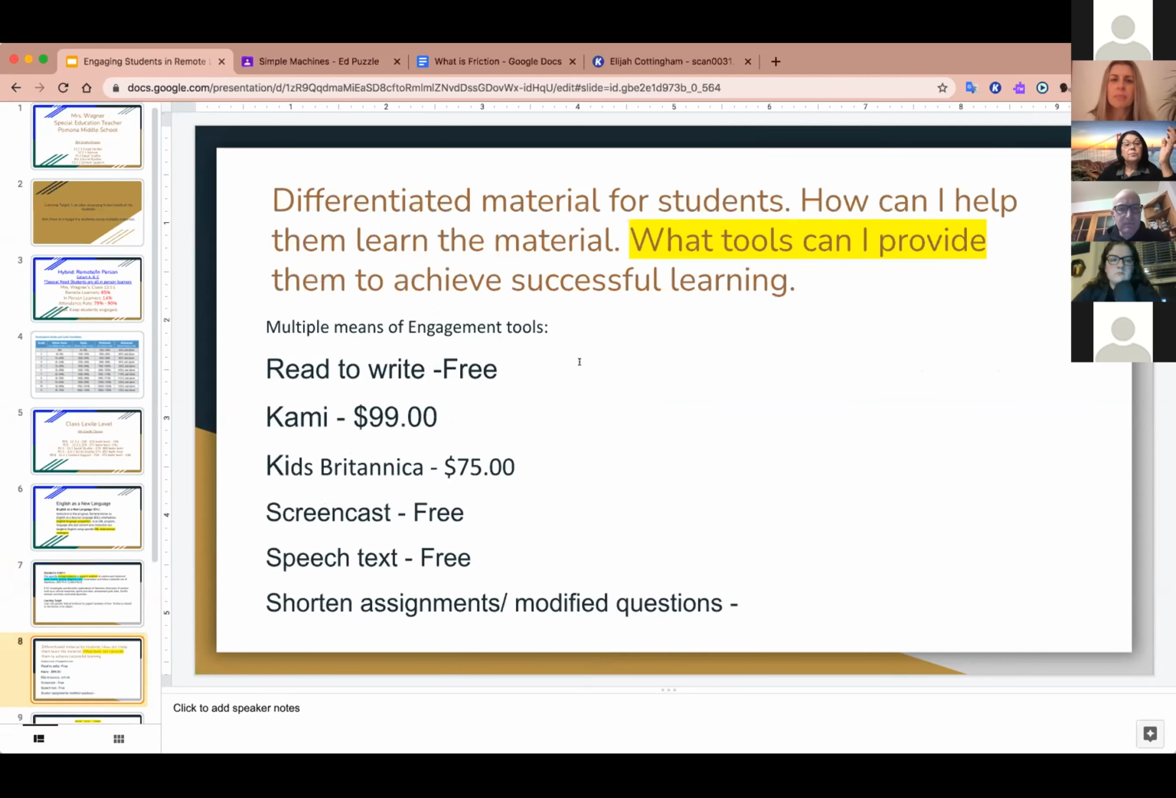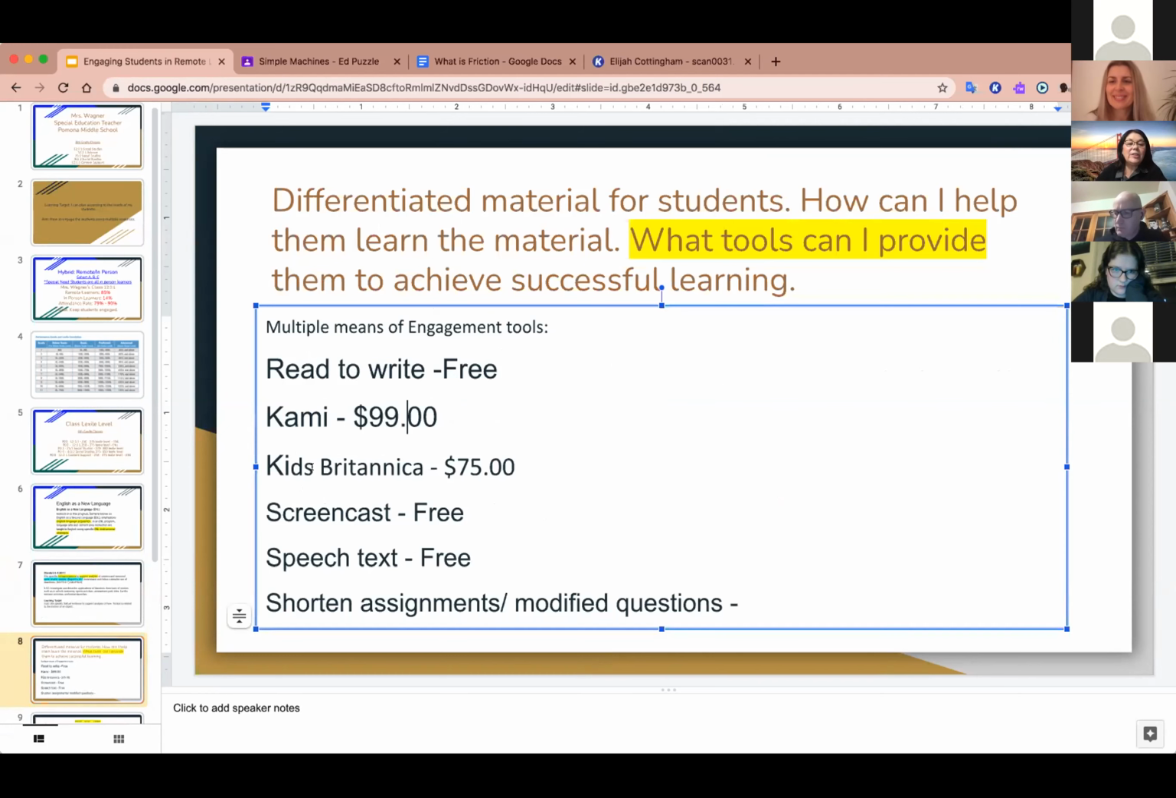So what tools do I use? I use Read to Write, which is free. You can download that on Chrome. Kami is free for 60 days, but I ended up using that a lot, so I paid $99. I use Kid Britannica, and I paid $75 for that. That was all year, and I use that for vocabulary. Before every unit, we do vocabulary and images, and this provides that for us.